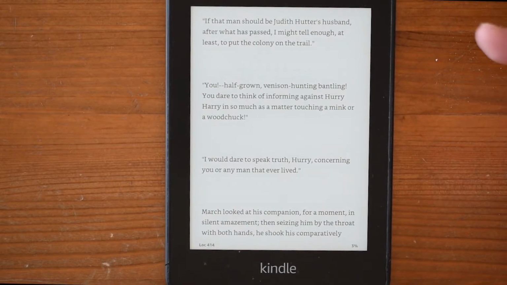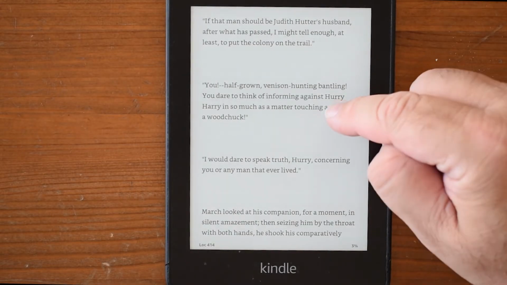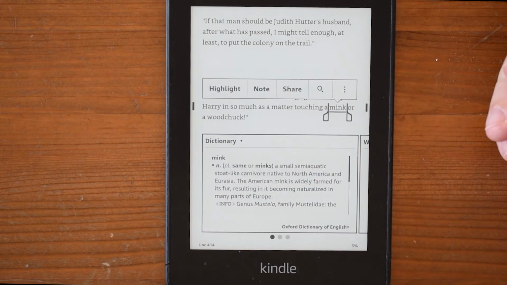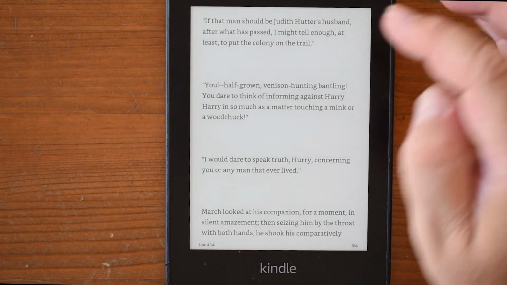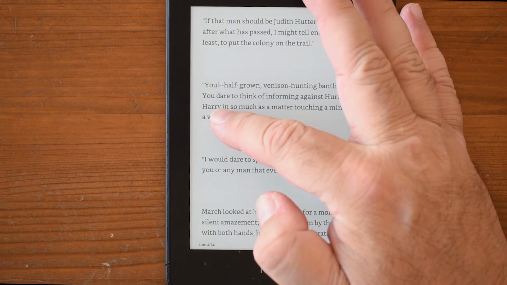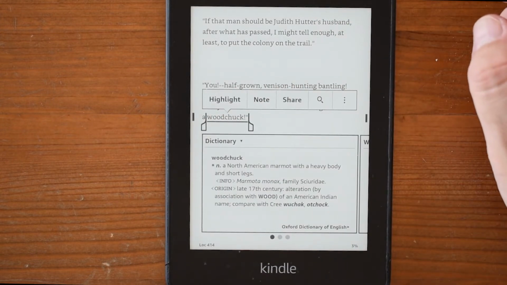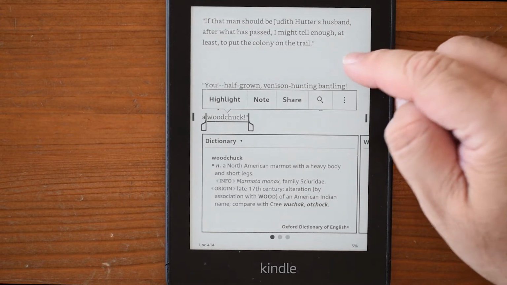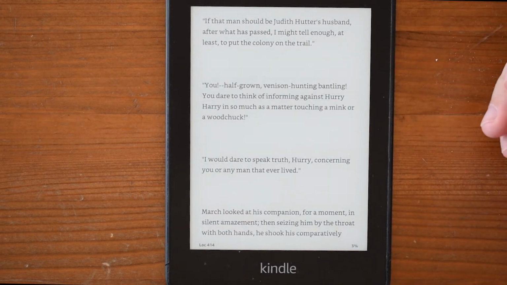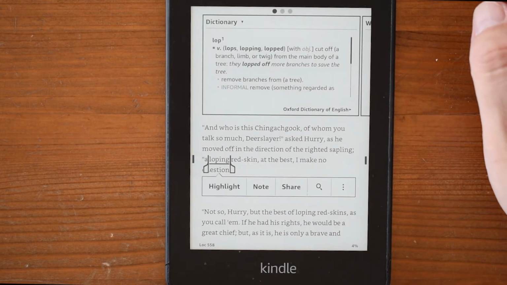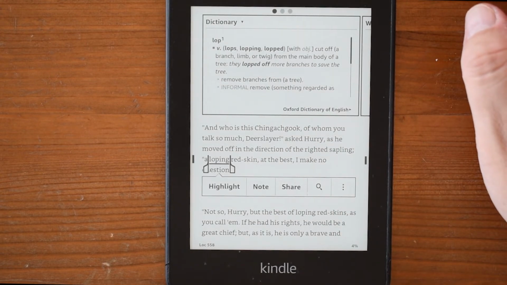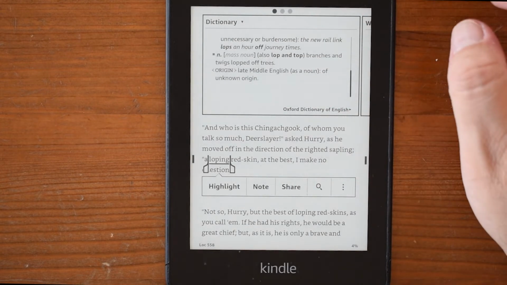Okay, here we have the word mink, and I'm guessing this is the small animal with the valuable fur, but let's check it. Semi-aquatic, stoat-like carnivore, farmed for its fur. Okay, and then I don't know what a woodchuck is. Maybe it's a bird or something. Marmot, with a heavy body and short legs. All right. Okay, then there's this word loping. I know I've seen it before, but I'm not sure what it means. Lop, lopping, cut off a branch from the main body.